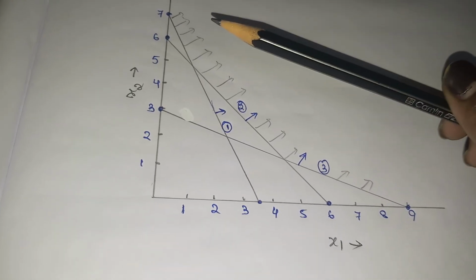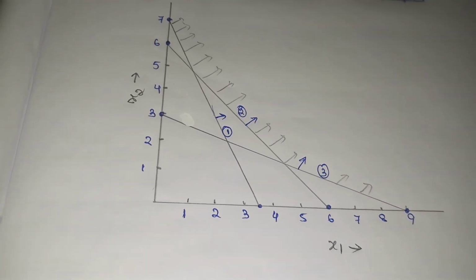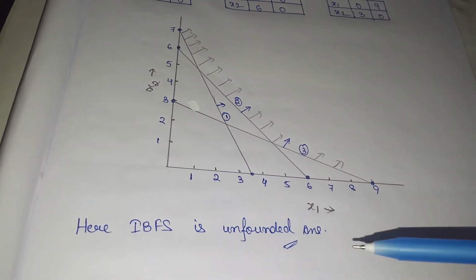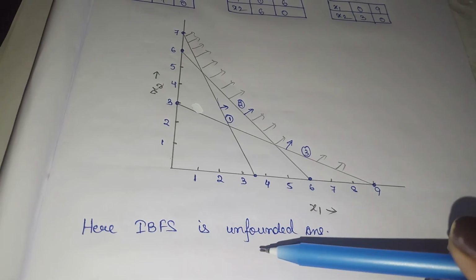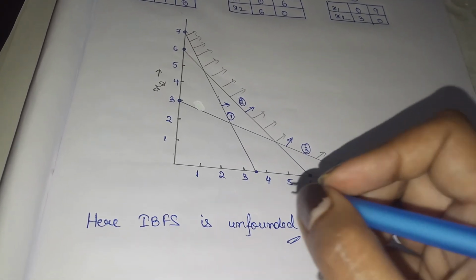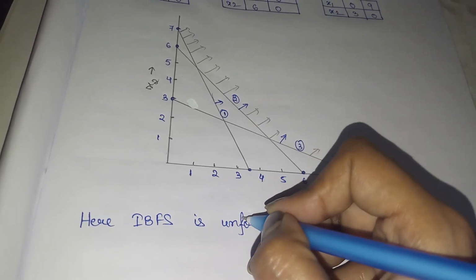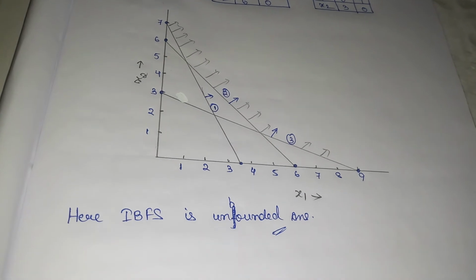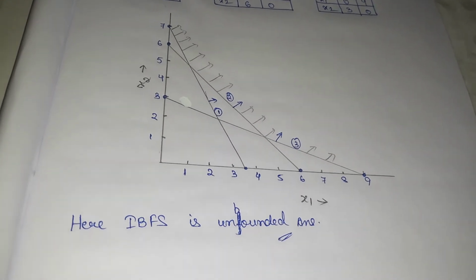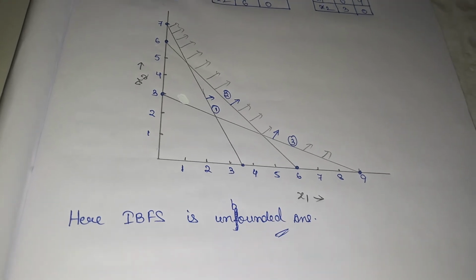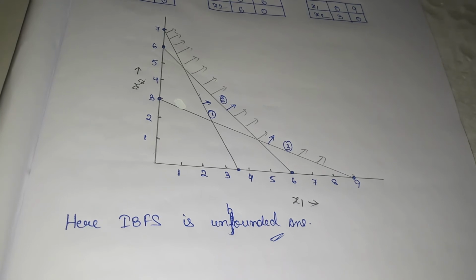Use the term unbounded. Okay, so let me just write it. Look, I have written here IBFS is unbounded. If you write just this line, trust me, you will get full marks. Just this line. Oh my goodness, I have written unfounded, sorry. This is, IBFS is unbounded. Okay, so this is done. This is one type of sum which is a special type. I will show you another special type of sum in the future, definitely.